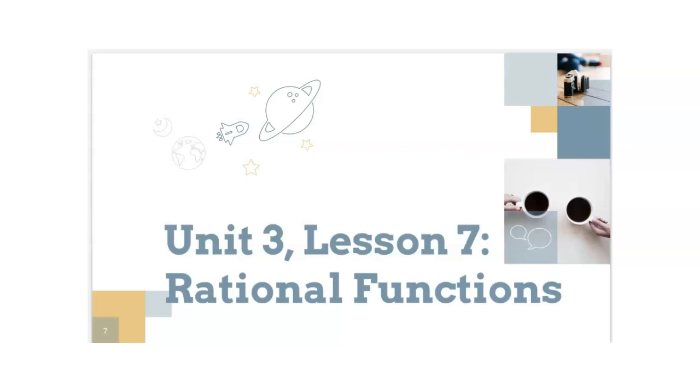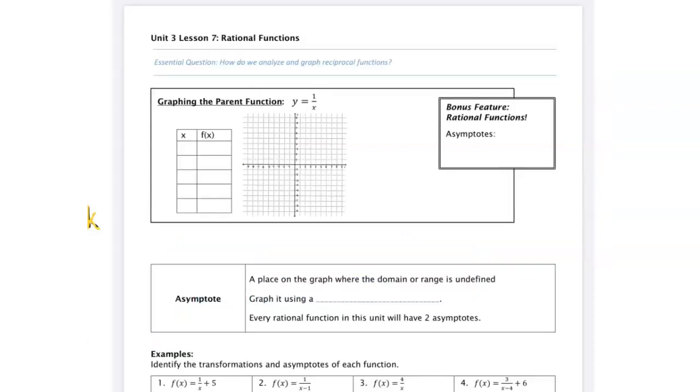Let's get started with Unit 3, Lesson 7, Rational Functions. All right, so in this unit, we're going to discuss how we analyze and graph reciprocal functions. Graphing the parent function, we'll start off with y equals 1 over x.